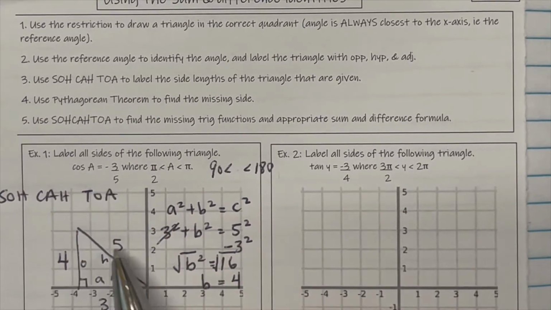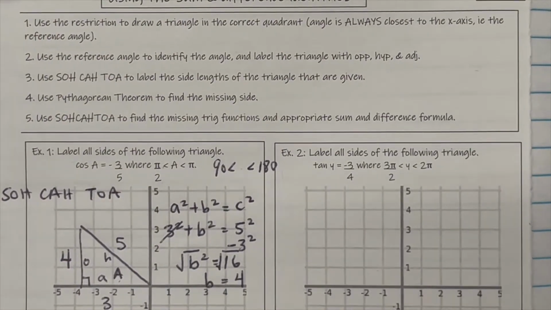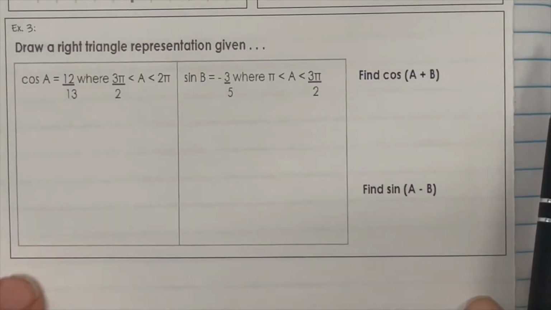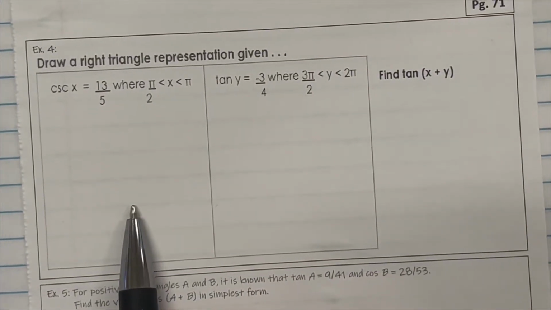So that's going to be the biggest part of this unit, is labeling your triangles. And then you're going to use that to answer the question. But first you have to get used to it. Go ahead and do example 2. You'll do example 3. Let me do example 4 because that one's a little bit harder.